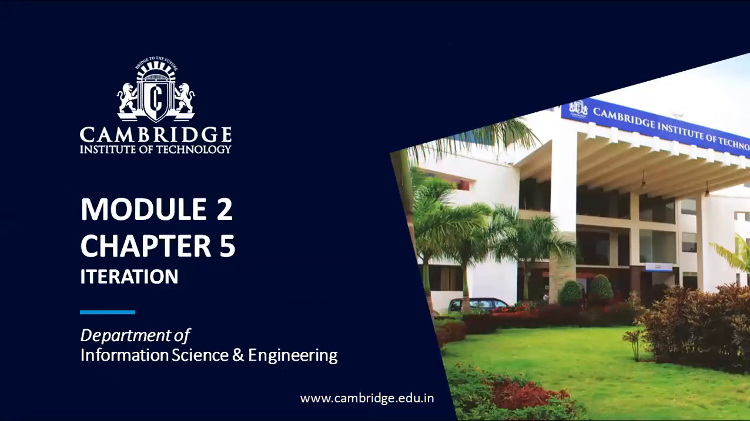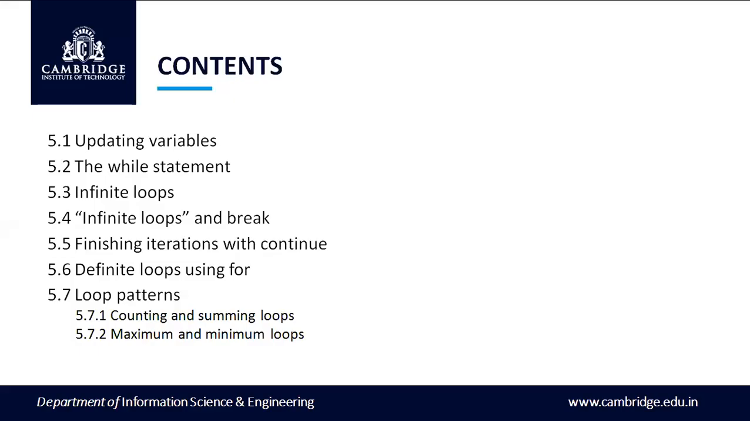So today let us start with module 2. Module 2 consists of 3 chapters according to the Charles Severance textbook. It is chapter 5, chapter 6 and chapter 7. Today we'll be learning about chapter 5, that is iterations. This iteration chapter covers while loops, infinite loops, break and continue statements, definite loops, how variables are updated, counting and summing loops, and maximum and minimum loops.